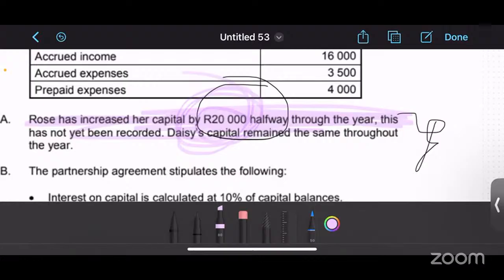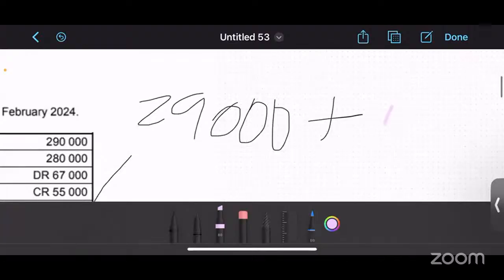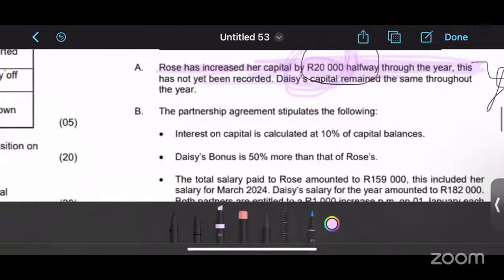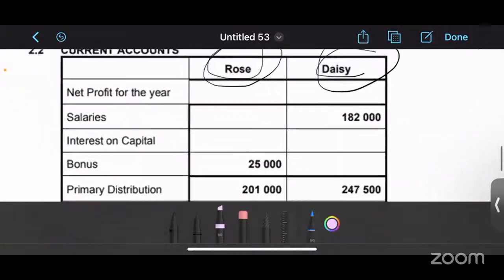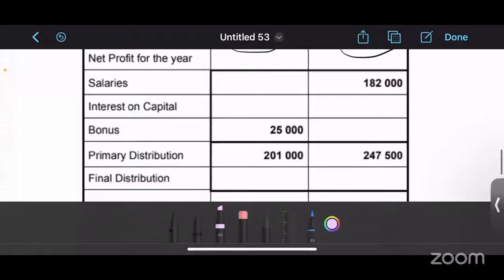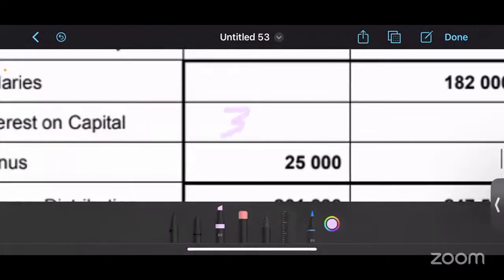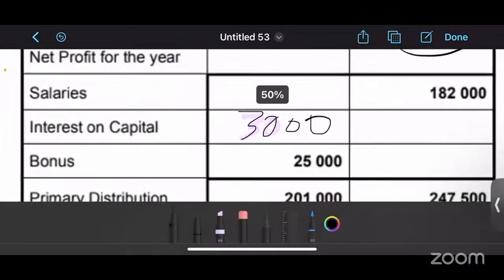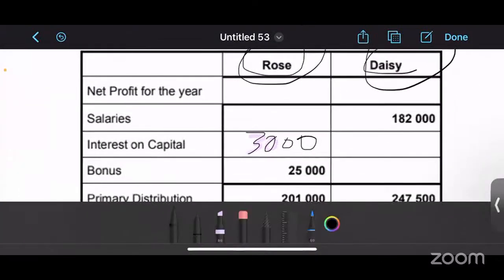Okay, that's much better. So that means it's going to be 29,000 plus 1,000, which is 30,000 for Rose. Yes, we got 30,000 for both. That's good. And then for Daisy, it was 280,000, and they said her capital remained the same the whole year. What are we going to do?